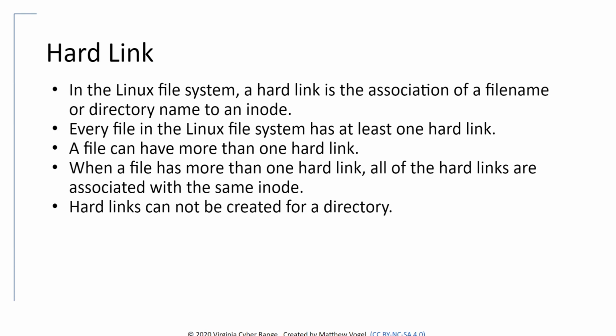Okay, all right, a hard link. In the Linux file system, a hard link is the association of a file name or directory name to an inode. Every file in the Linux file system has at least one hard link. A file can have more than one hard link though, and when a file has more than one hard link, all of the hard links are associated with the same inode. Hard links cannot be created for a directory, so just files.